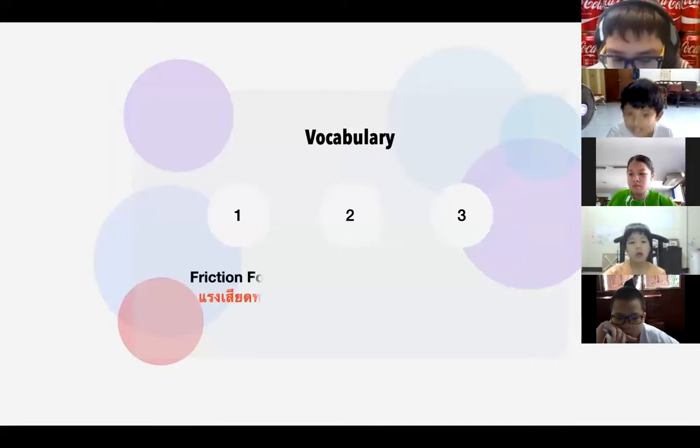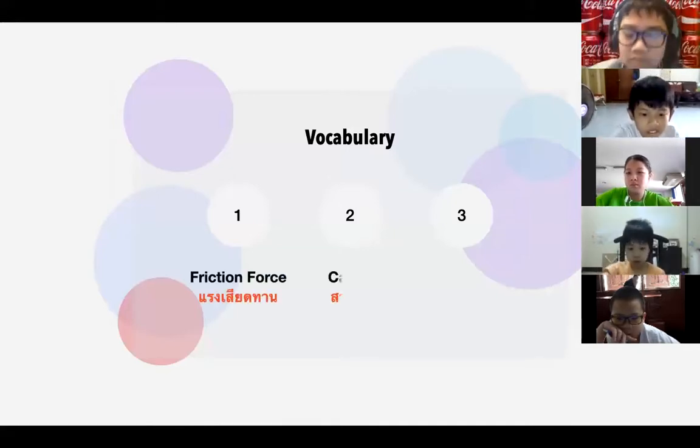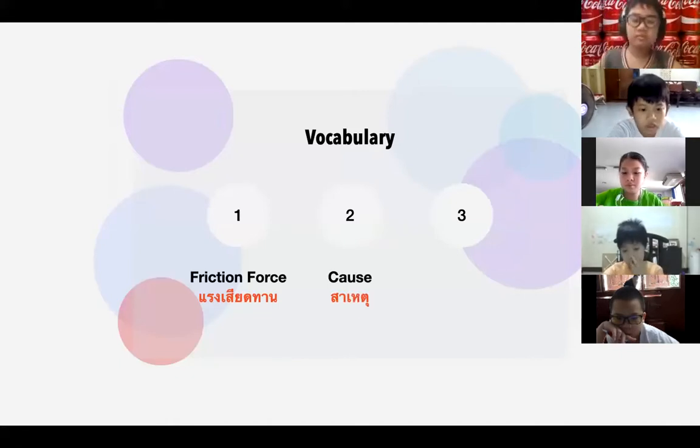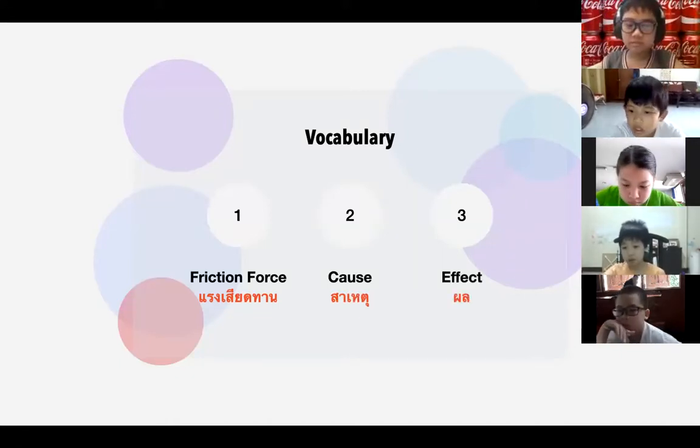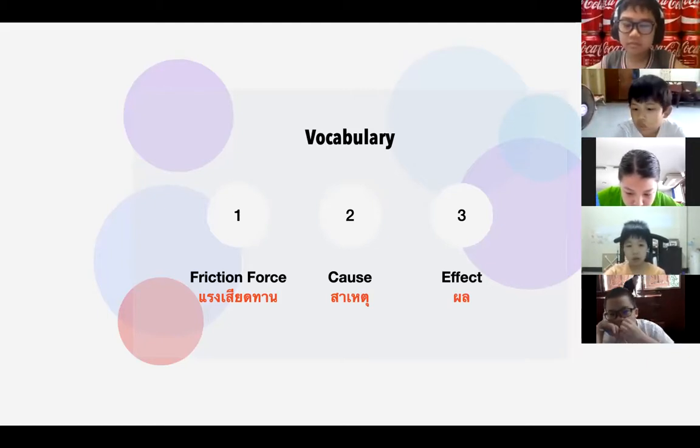Number one, we have friction force, cause, and then effect. Write this one in your notebook, please.